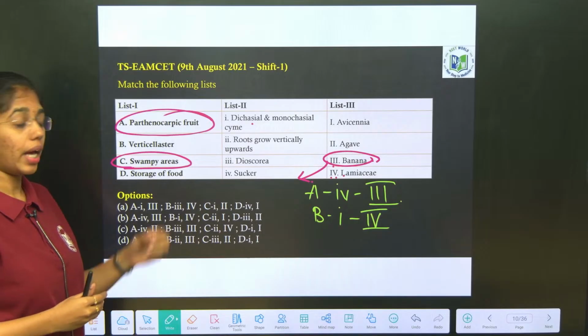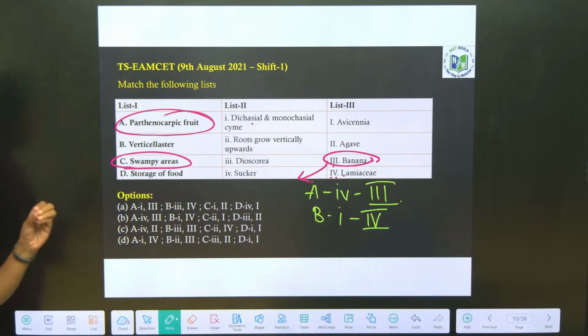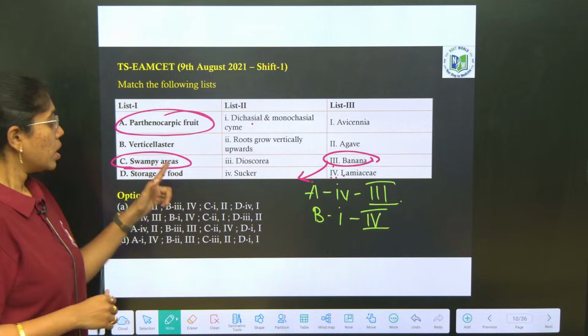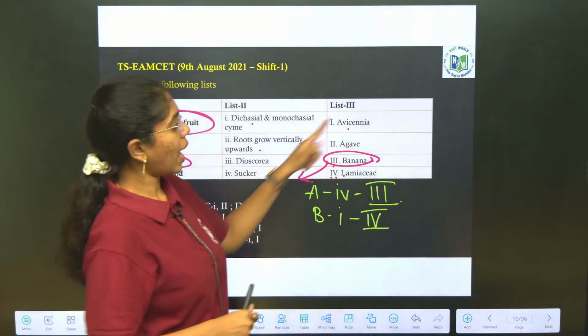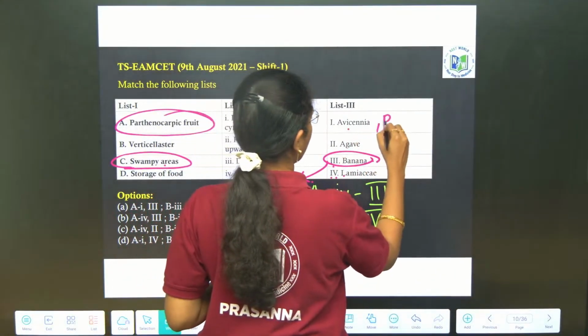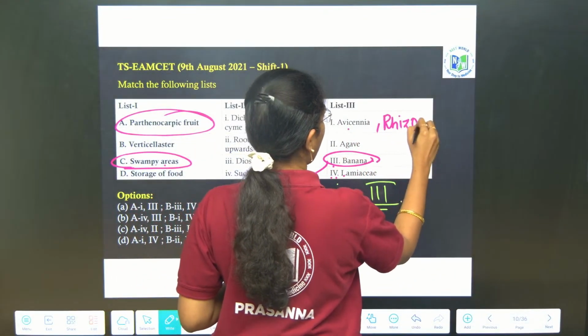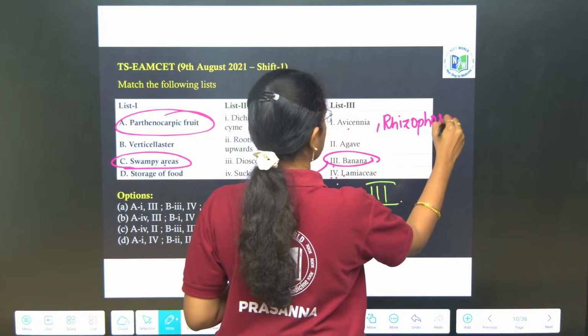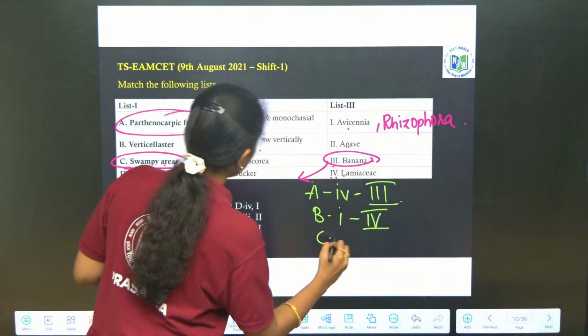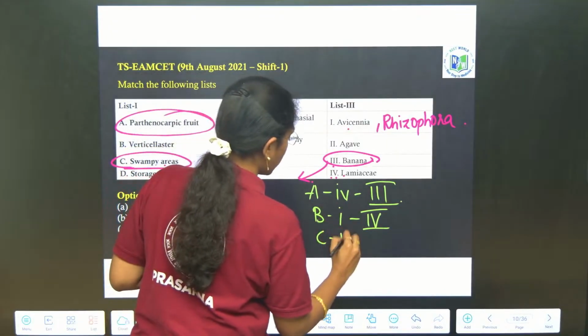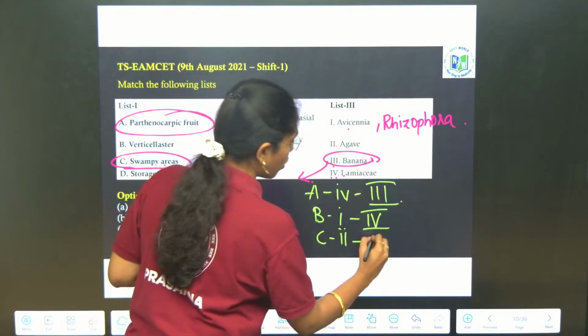I told you already, n number of times asked question on breathing root modification. In swampy region, roots grow vertically, and examples are Avicennia and Rhizophora. Rhizophora and Avicennia are the examples, right, ma? So, here it is C, roots grow vertically, that is 2, and option 1.